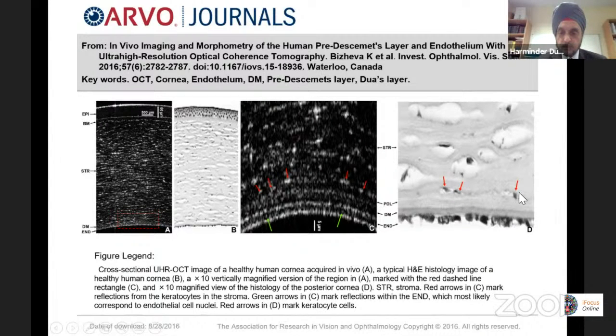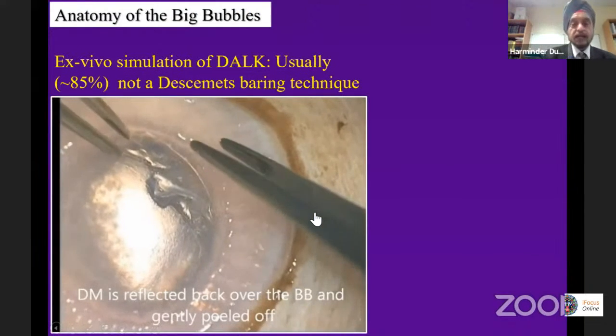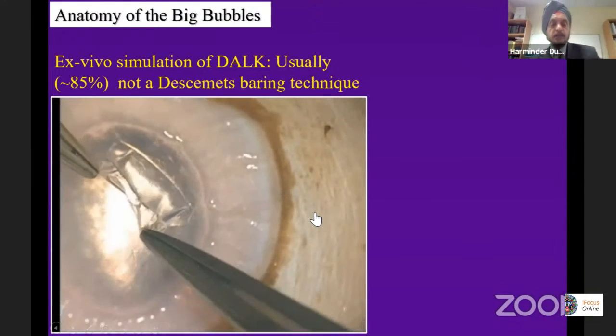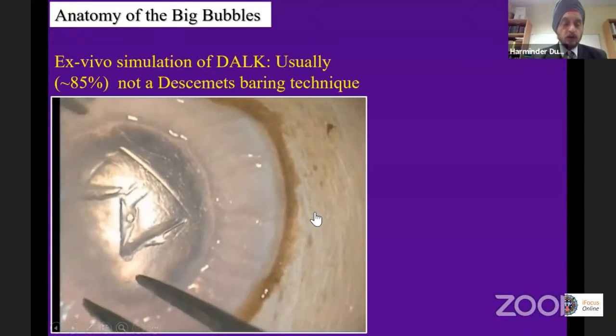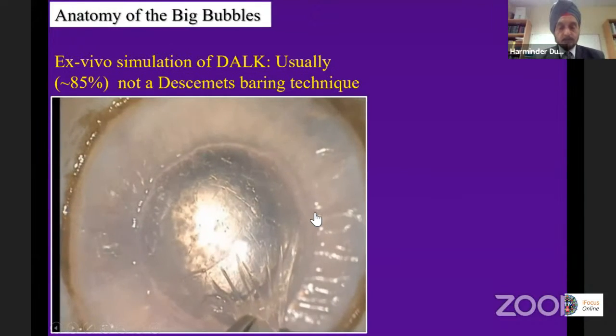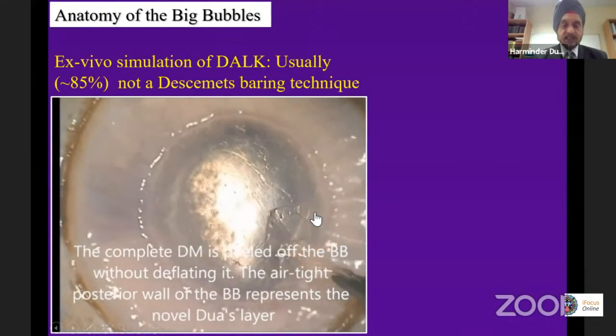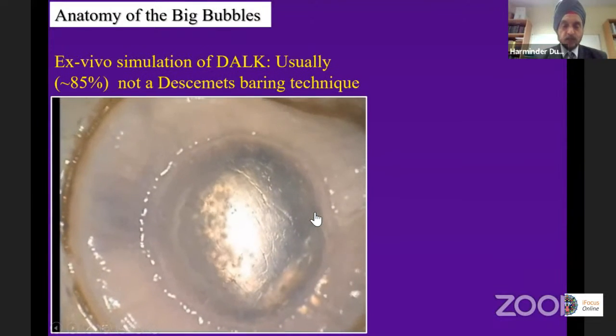You can see the last row of keratocytes, and then the Pre-Descemet layer, and then you have the Descemet and the endothelium. And the double contour of the Descemet, remember, these two lines are telling you the anterior surface and posterior surface of Descemet membrane. Now, looking further at the anatomy of these bubbles, you can peel off the entire Descemet membrane from the layer underneath, the Pre-Descemet layer, without it bursting. So you can see that that layer is impervious to air.